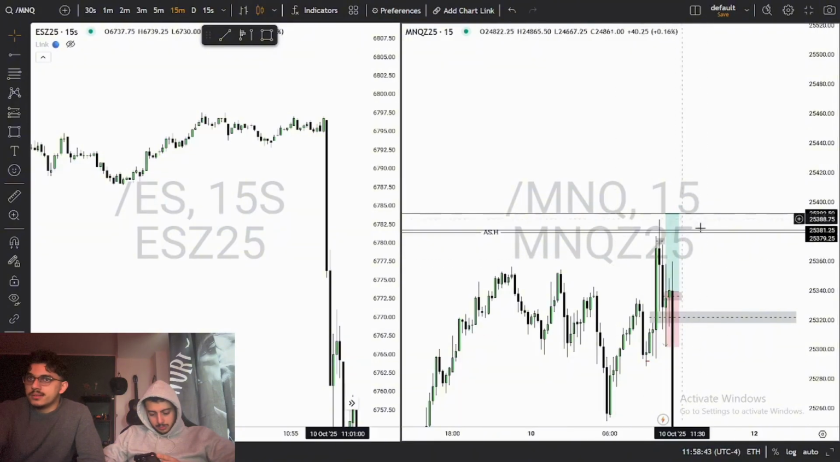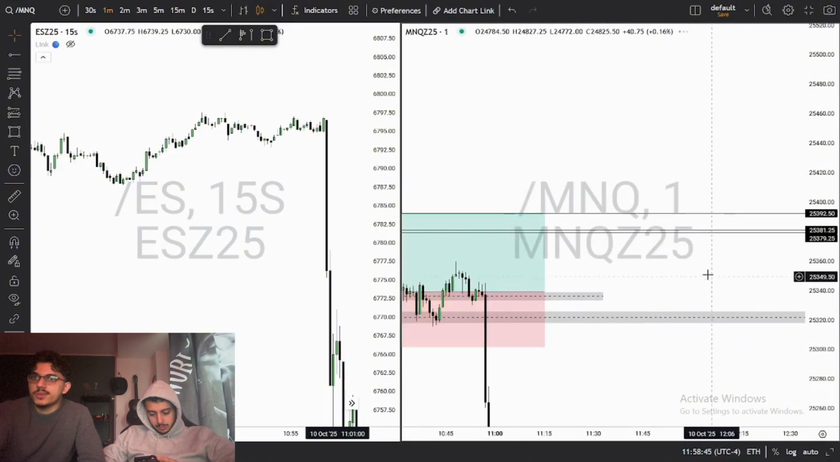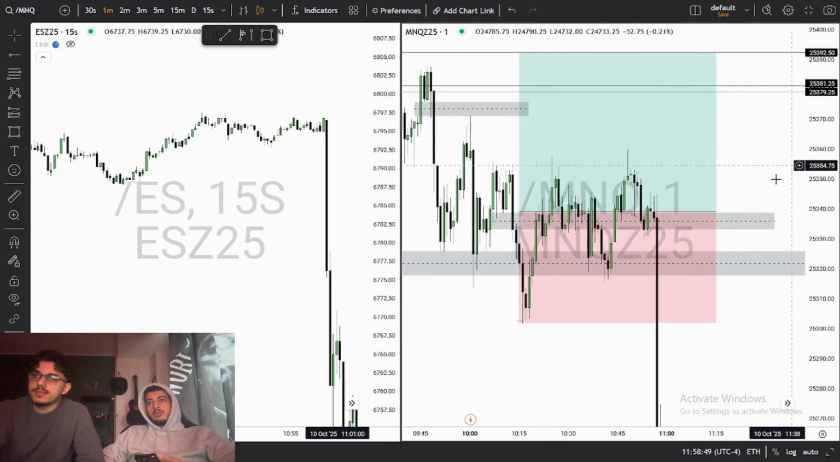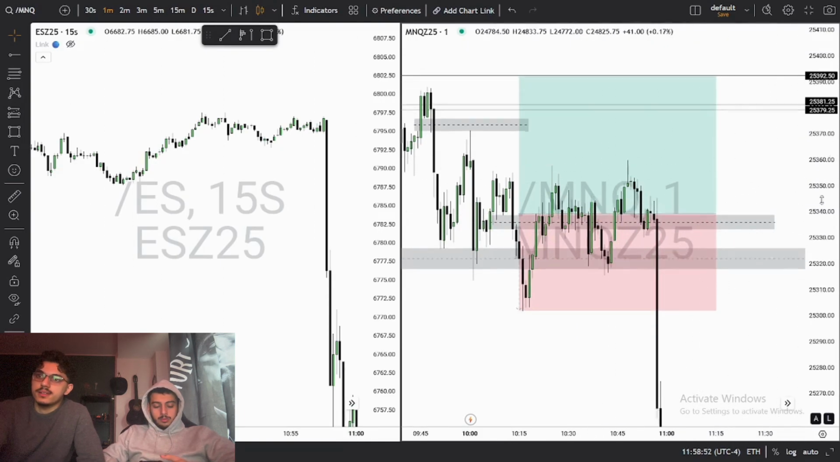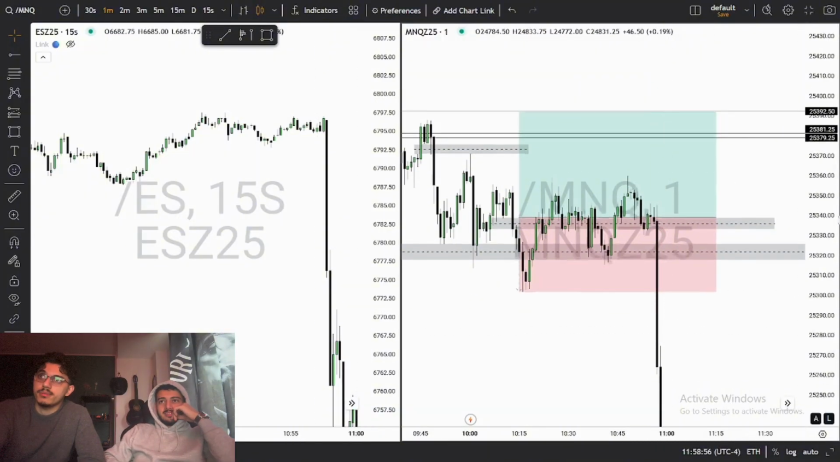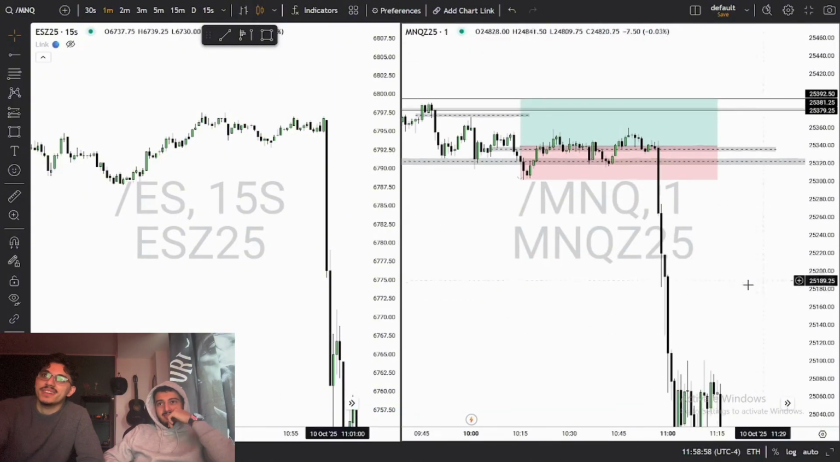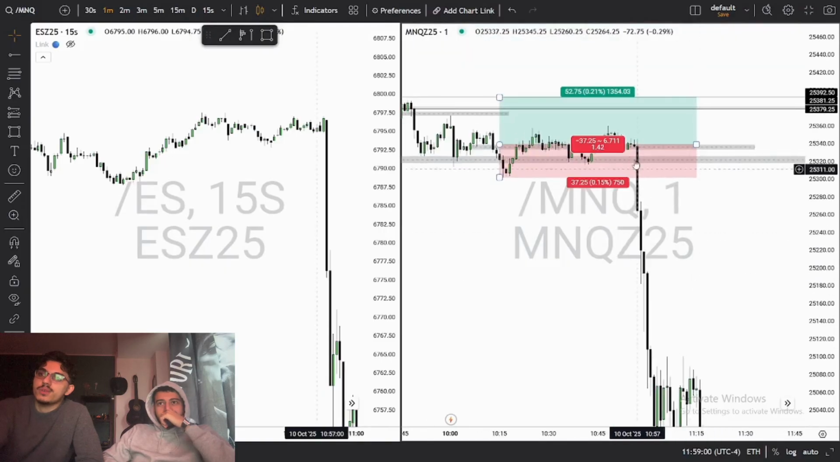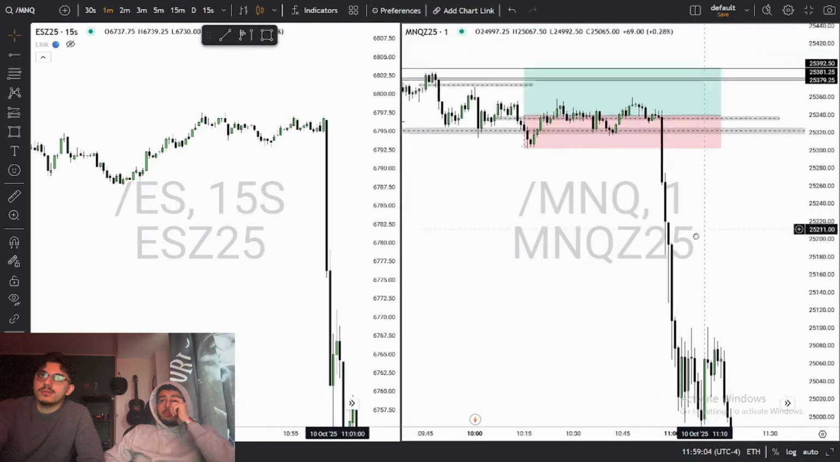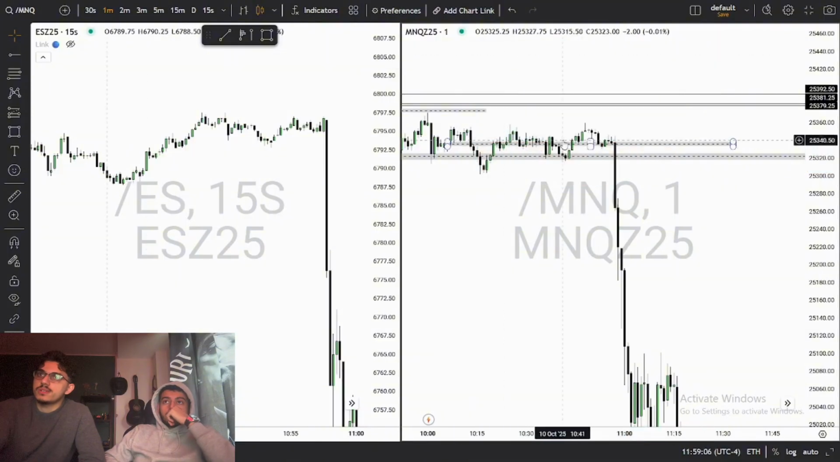But I think price had another story. At exactly 10:57 came this big candle. I don't know what happened. I don't know if it's even a Drake candle. I don't know what happened. Price just started dumping. So here we got out of this trade.